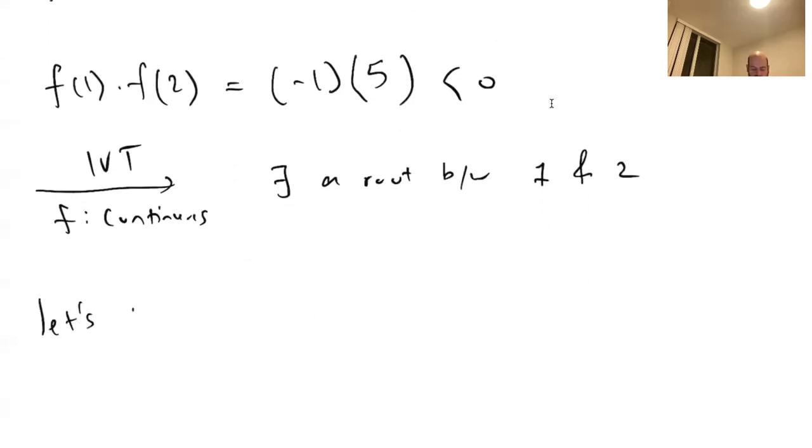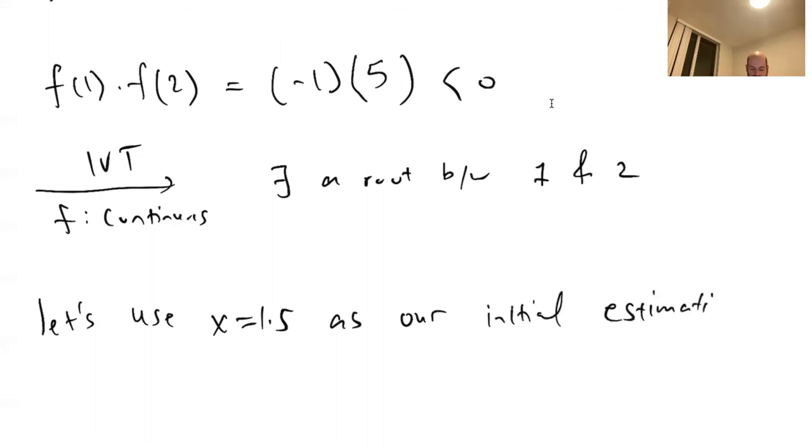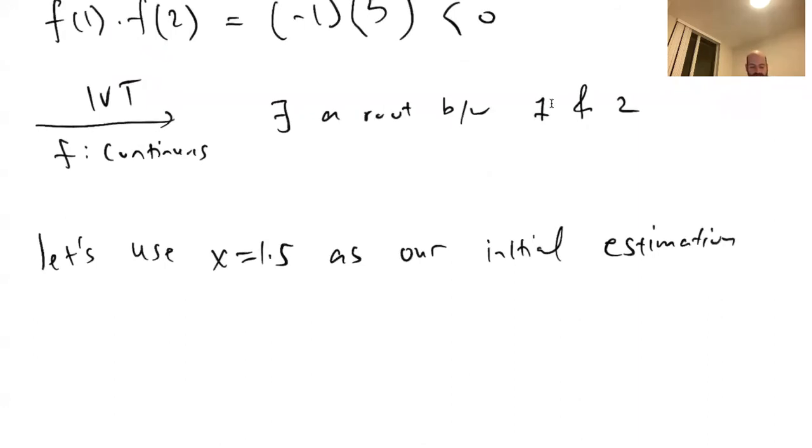Let's use x equals 1.5 as our initial estimation. I use the middle point as the initial estimation, but you don't have to. You can use 1.4, for example. We just know that there is a root between 1 and 2, and it doesn't have to be in the middle. You can use 1.4, 1.6, 1.7, any point between 1 and 2 as your initial estimation. The initial estimation, we call it x1, if you remember. So let's call it x1.